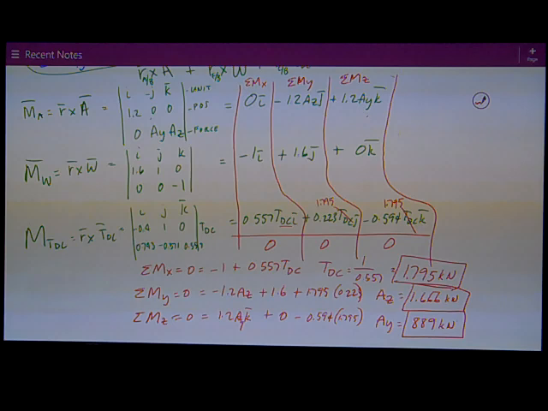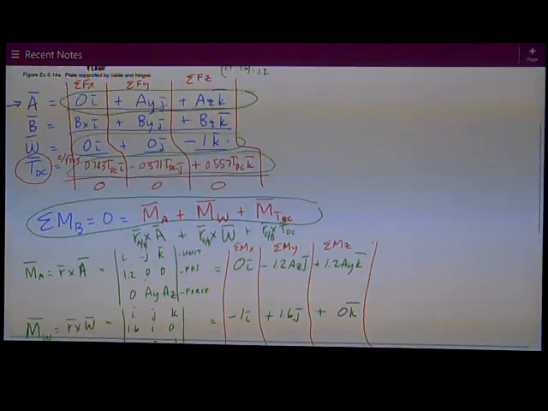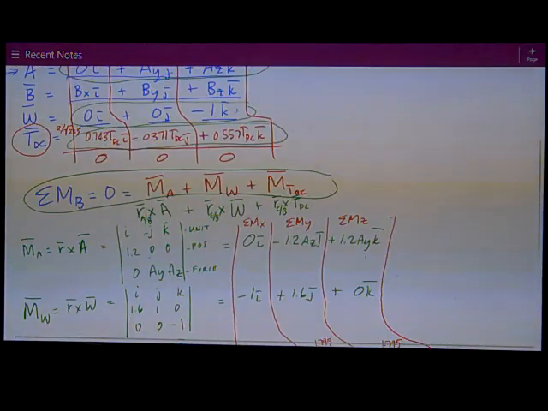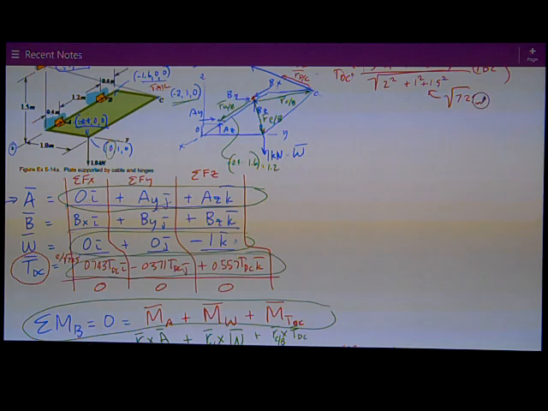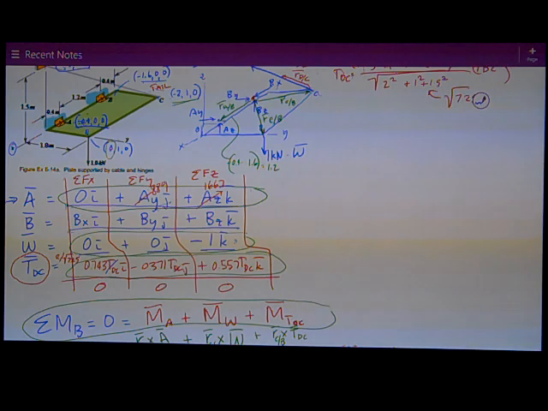Okay, once I know those three values, I can now go back up to my sum of forces columns, where I've written everything in Cartesian form, and I know that AY is equal to 889. So I can plug that in here as 889. AZ is 1667. And TDC, I know that value. Let me do it in blue. So I got 1.795 in every one of those positions.